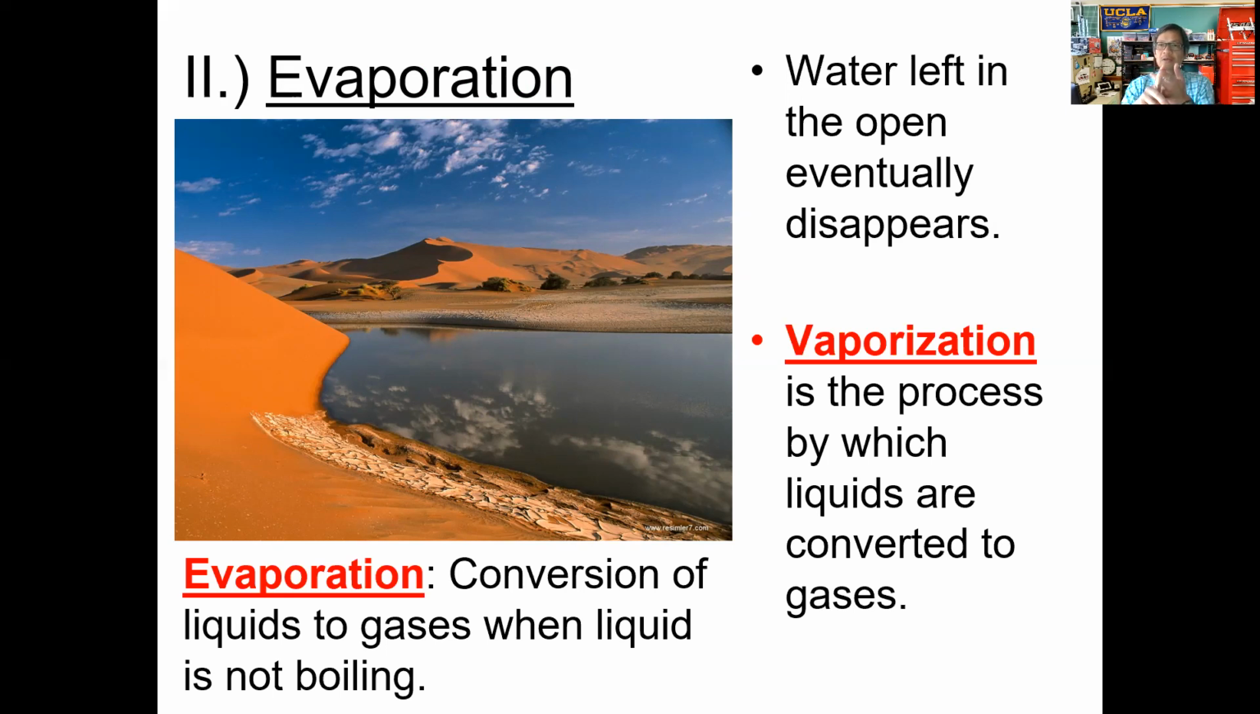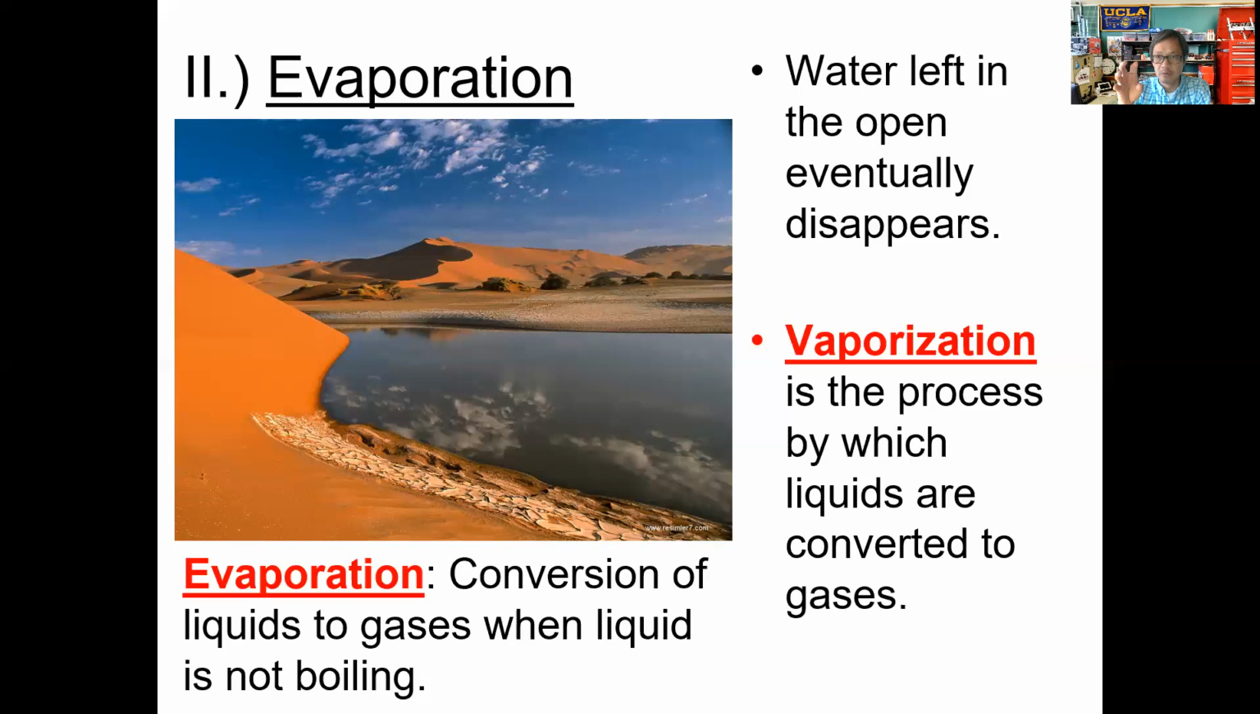So when we talk about vaporization, there are two types: the process we refer to as evaporation, and the process we refer to as boiling. We need to be able to differentiate between those two because they are different ways that liquids vaporize. We'll talk about boiling in just a moment. Evaporation is when a liquid vaporizes.